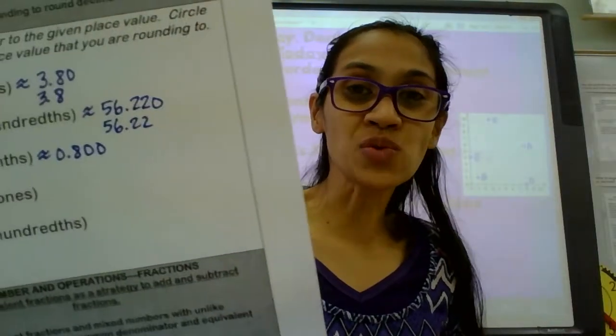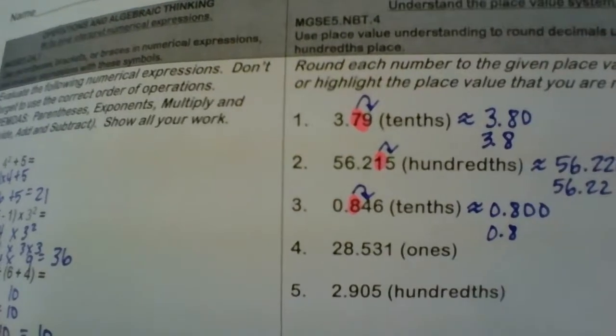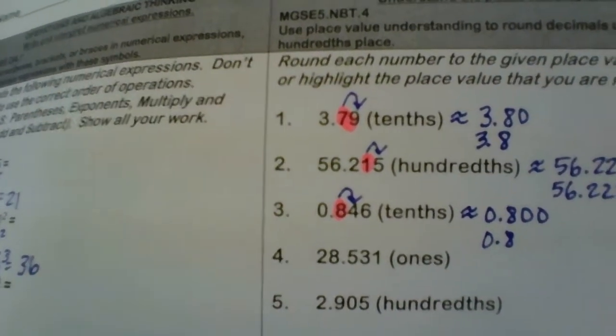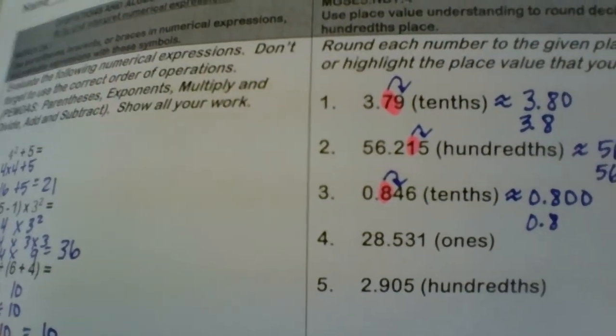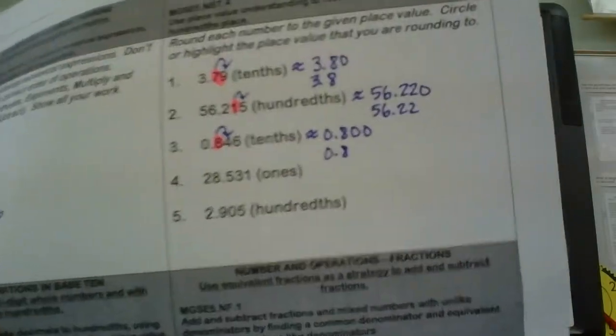Which is the same thing as what? Drop those zeros. 8 tenths. Bam! Just like that. All right, let's look at number 4. Number 4 says 28 and 531 thousandths. Read that again, 28 and 531 thousandths. This time we're rounding to the ones place.